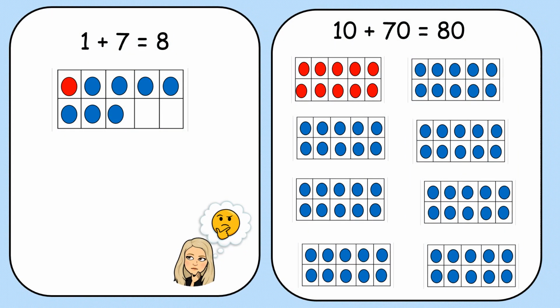As I say every week, good mathematicians look for patterns in numbers. They use what they know about maths and numbers, and they apply it to new situations. So let's have a look for some patterns here. I can see 1 plus 6 is equal to 8. And over here, I've got 10 plus 7 is equal to 80. What is the same about these two number sentences? And what's different? You can pause if you'd like to have a think about that, and then we'll go through it together. So let's start with what is the same.